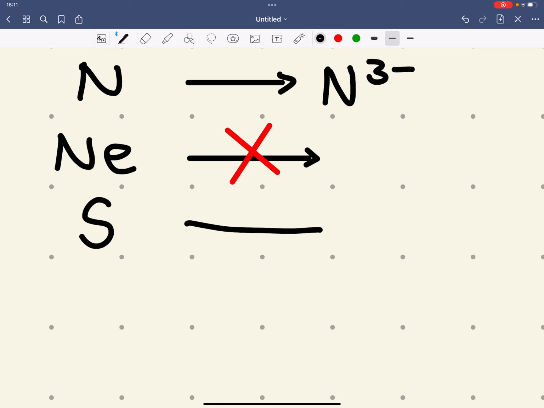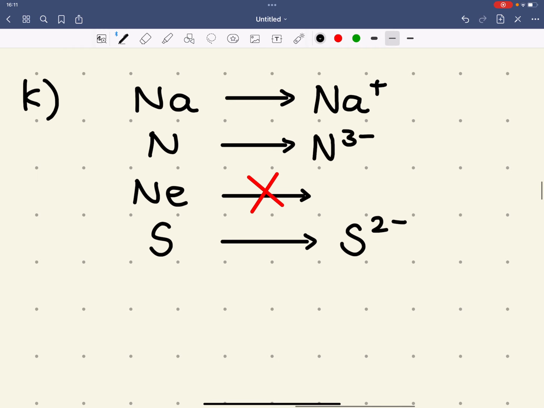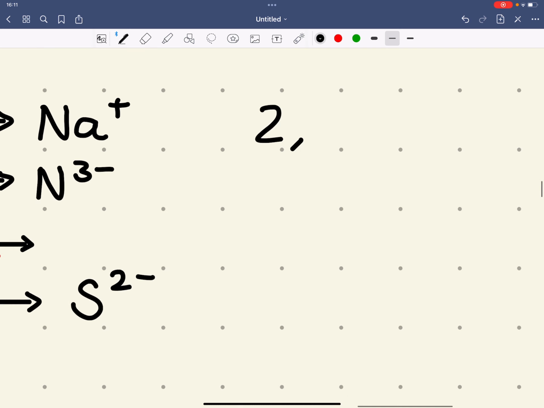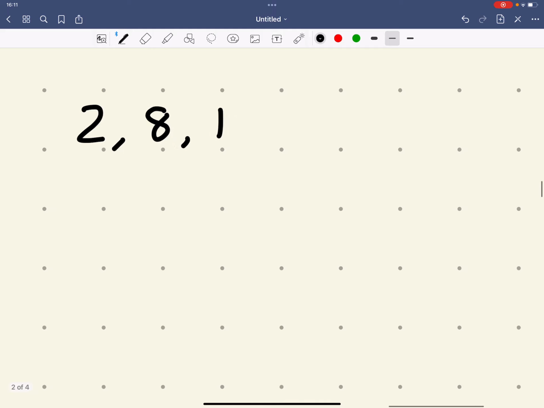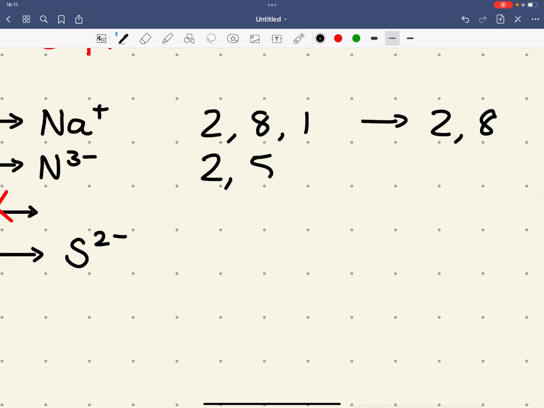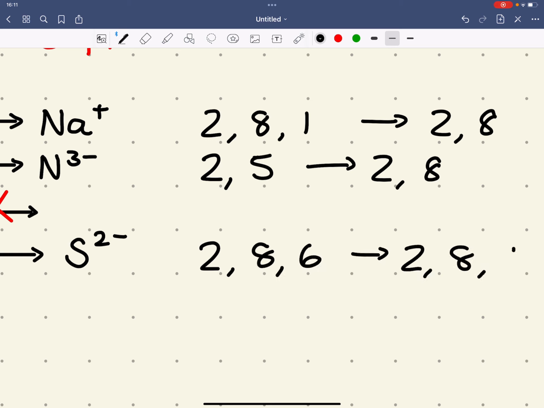Sulfur, you should be aware, usually forms 2- ions. Again, they're trying to achieve a full outer shell or stable noble gas configuration. So we can do this in GCSE style. When sodium loses its electron, it goes from 2,8,1 to 2,8. Nitrogen goes from 2,5 to 2,8, and sulfur goes from 2,8,6 to 2,8,8. So which ionic radius is smaller?